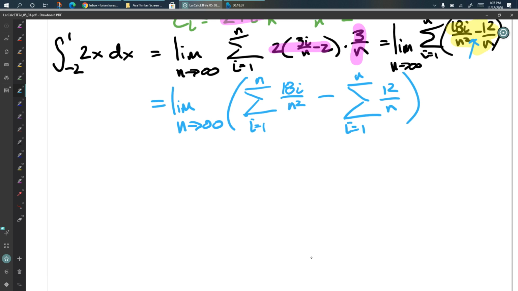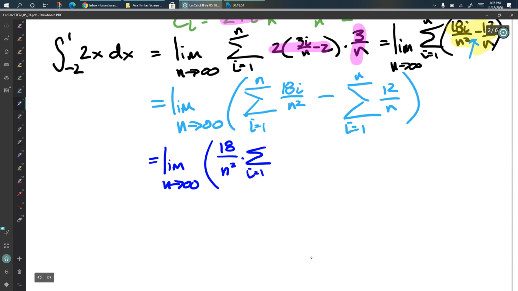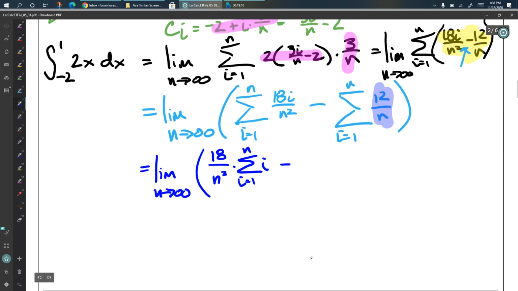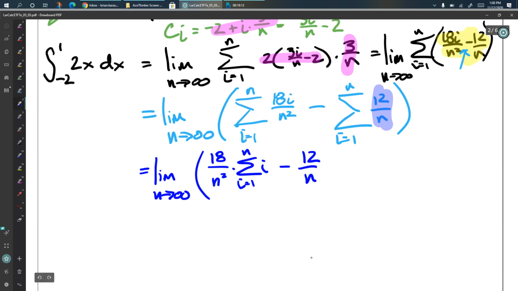Okay. More cleaning up. I'm going to get the limit as n approaches infinity of 18 over n squared times the summation as i goes from 1 to n of i, minus, well, there's no i in there. There's no variable in that summation, so that's just a constant. So that's just going to be minus the constant multiplied by the upper limit of summation.